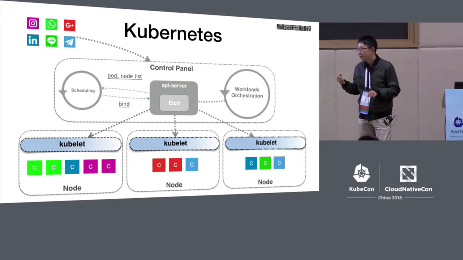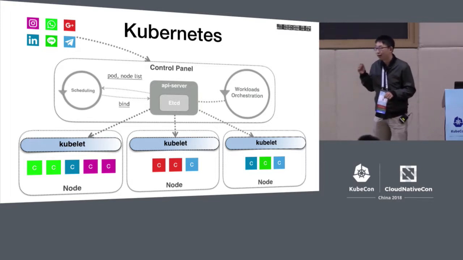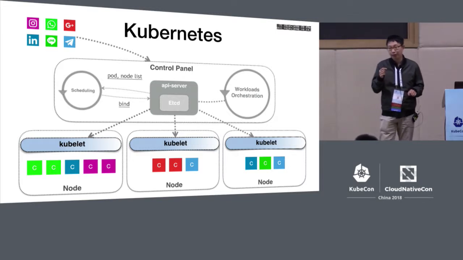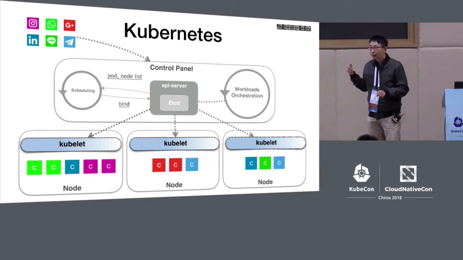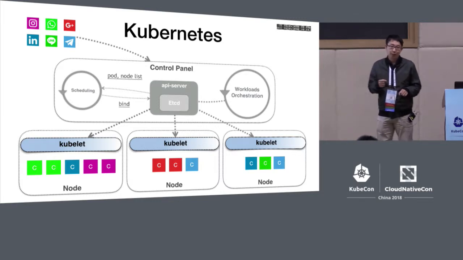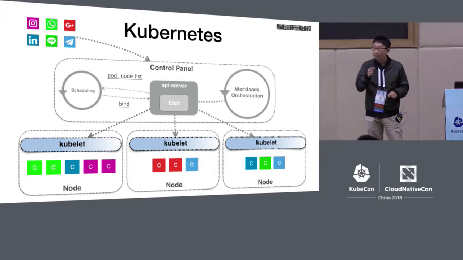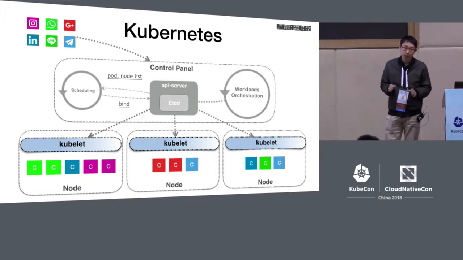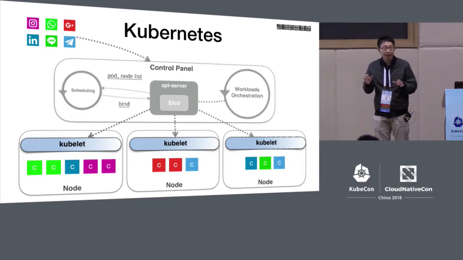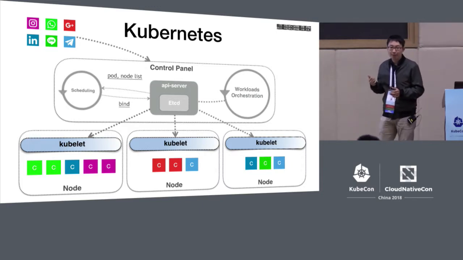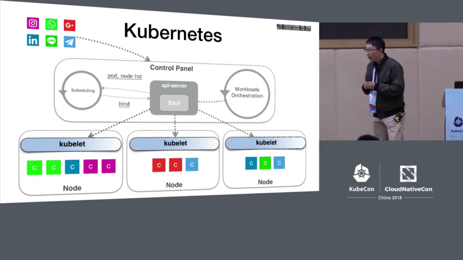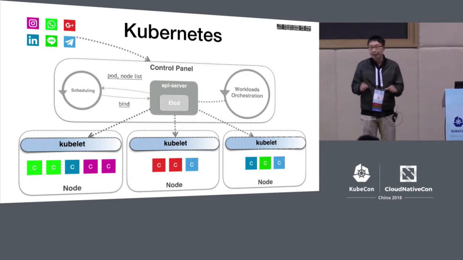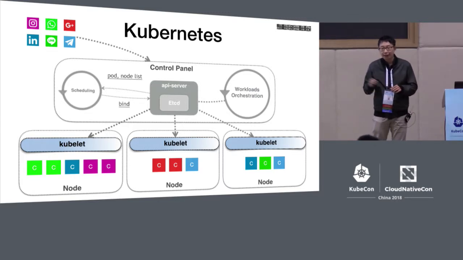If one pod emerges, then the scheduler will watch the changes of the new pod. And if the new pod emerges, the scheduler will run all applications. It will do the byte execution and write it back. So this is the work of the scheduler, and the control panel has done all this work, and the final result is that you have bound your pod and node, and kubelet runs on all nodes.